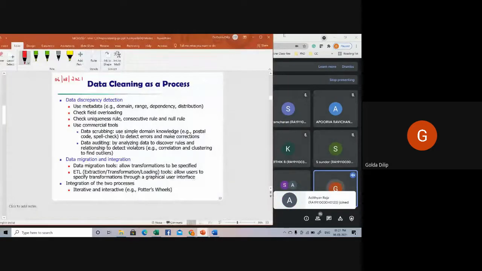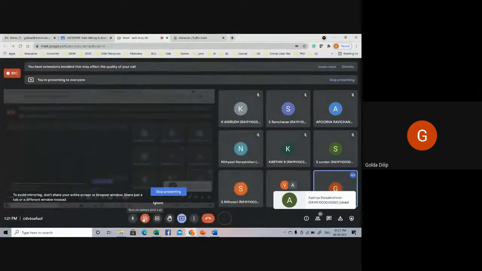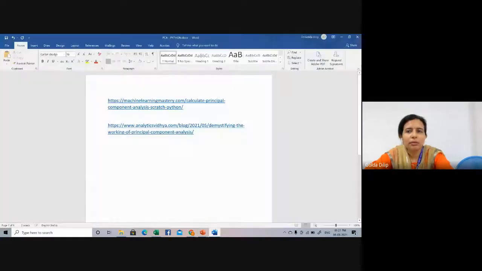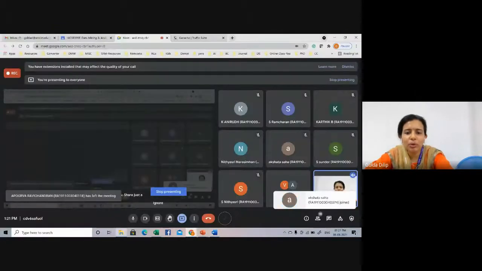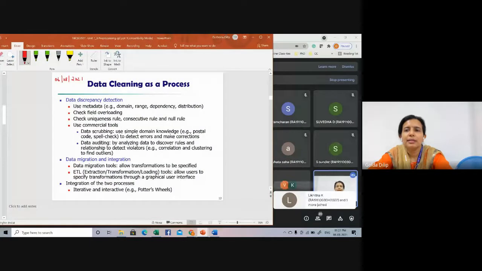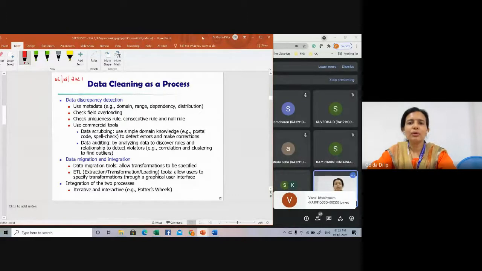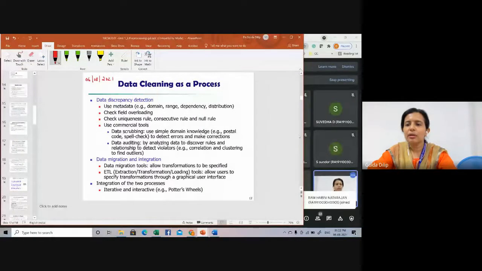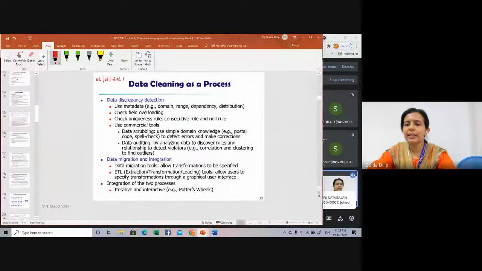So last class we were discussing data pre-processing. We know that there are 4 steps involved in data pre-processing: data cleaning, integration, data reduction, and finally data transformation. In that, we started with the data cleaning process. So what are the 2 things to be taken care of in the data cleaning process?